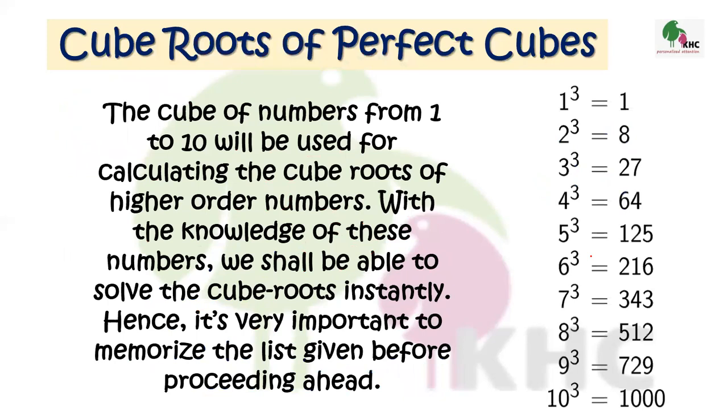Now to find out the cube roots of perfect cube numbers, it is very important for you to remember this table. This table is based on the first 10 numbers and their cube values. You see the cube of 1 is 1, cube of 2 is 8, cube of 3 is 27, and so on. So it is very important to memorize this list before proceeding ahead. That's an important note.